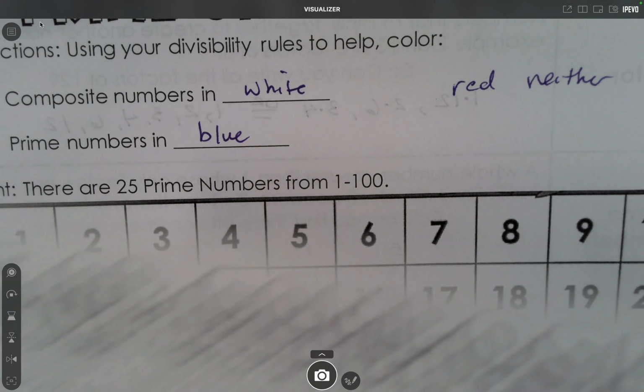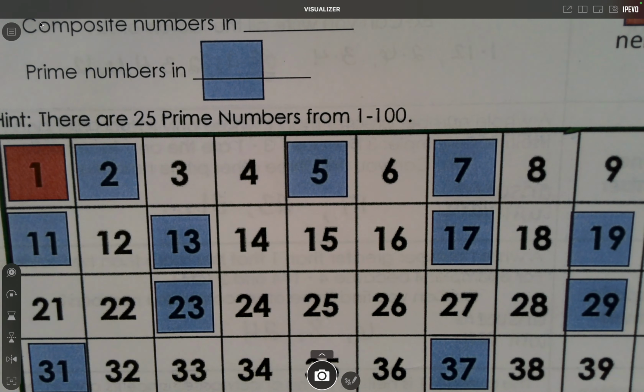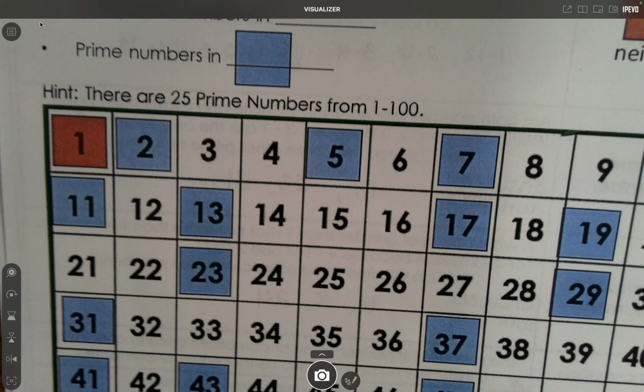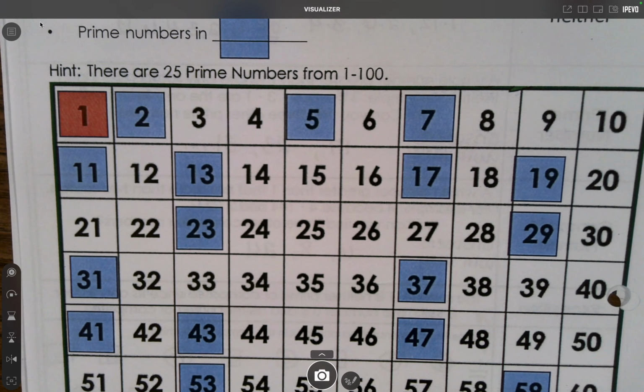All right, here it comes. So they do give you a hint that there are 25 prime numbers from 1 through 100. So if you look carefully, there's 25 blues. They did color 1 as a red because 1 is neither prime nor composite. Because remember, 1 is the loneliest number. It's neither. But you can see in the first line, 2, 3, 5, and 7 are prime. In the second line, 11, 13, 17, and 19. In the third line, 23 and 29.